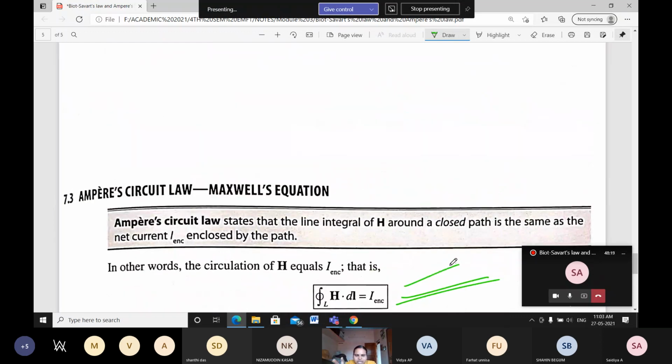Questions: Biot-Savart's law or Ampere's law, both questions will be asked for 6 marks, or else Biot-Savart's law for a straight conducting element, they may ask any type of question, that is also for 6 marks. When in the question paper they ask about Ampere's law or Biot-Savart's law, you just have to state it for 4 marks. Okay, we'll stop here.